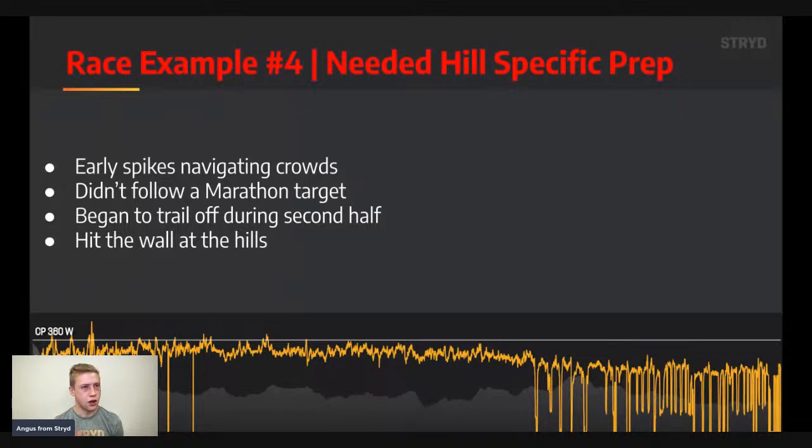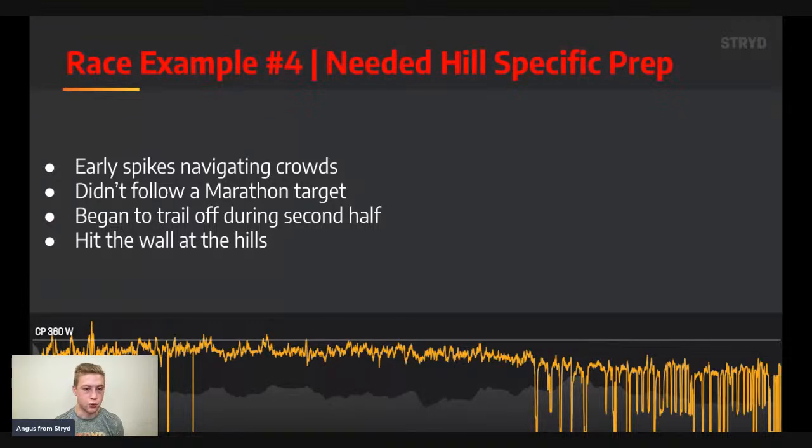So that's basically our Boston course preview here. And just to recap, you want to set a power target that's underneath your critical power at a marathon target. You want to be mindful of surges, and not get caught up in the excitement in the beginning of the race and the downhills. You want to prepare for the weather.